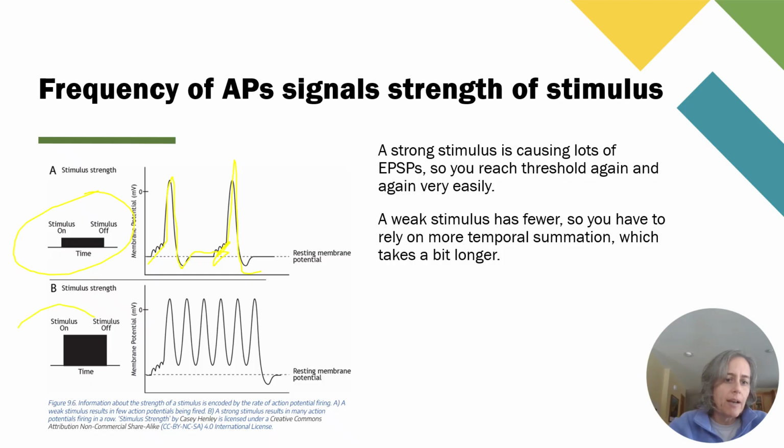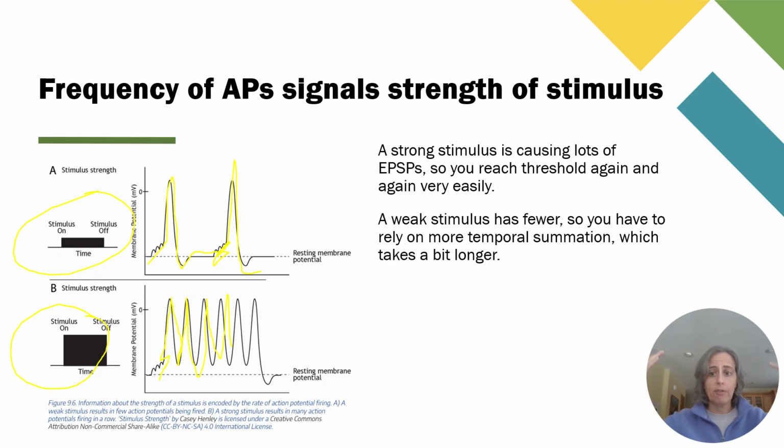Whereas down here, we have a stronger stimulus. It's the same duration. It lasts the same amount of time, but it's just bigger, right? So it's stronger. I'm pushing harder instead of lighter. So it might take us a moment, but then there's so much stimulation, so many EPSPs coming in, we just go boom, boom, right? As soon as we're finished with one action potential, we're back at our threshold again, and we're sending another action potential. So it is the frequency of those action potentials that we use to determine the strength of the stimulus.